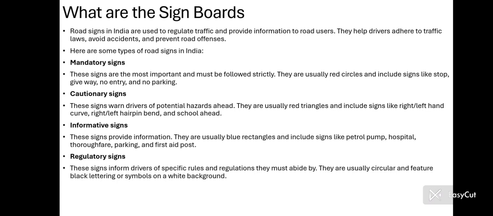What are the signboards? Road signs in India are used to communicate with drivers, pedestrians and cyclists to help them follow traffic rules and ensure road safety. There are three main types of road signs: mandatory, cautionary and informative. Mandatory signs are usually round with a red border, but some are blue. They indicate what drivers must do, such as stop and give way. Cautionary signs are usually red triangles that warn drivers of potential hazards. Informative signs are usually blue rectangles that provide information on directions, destinations and roadside facilities.